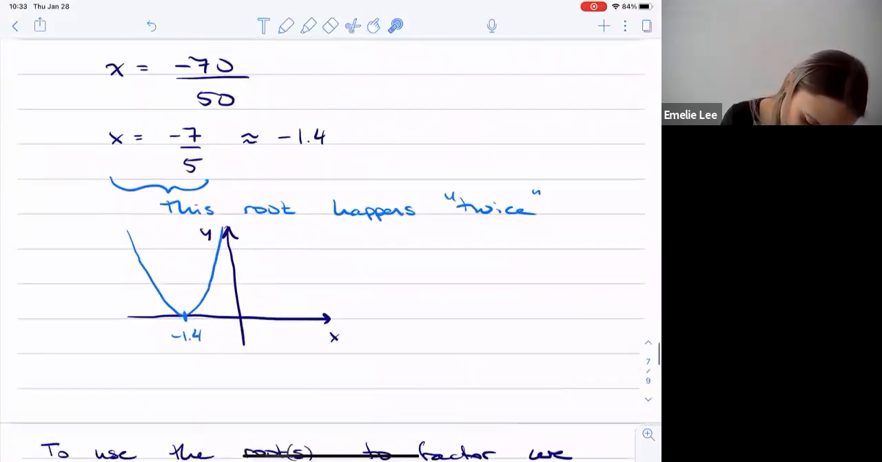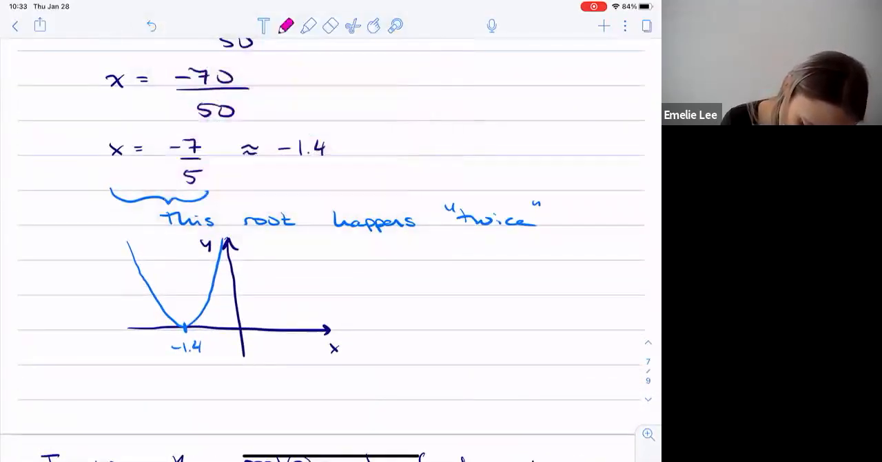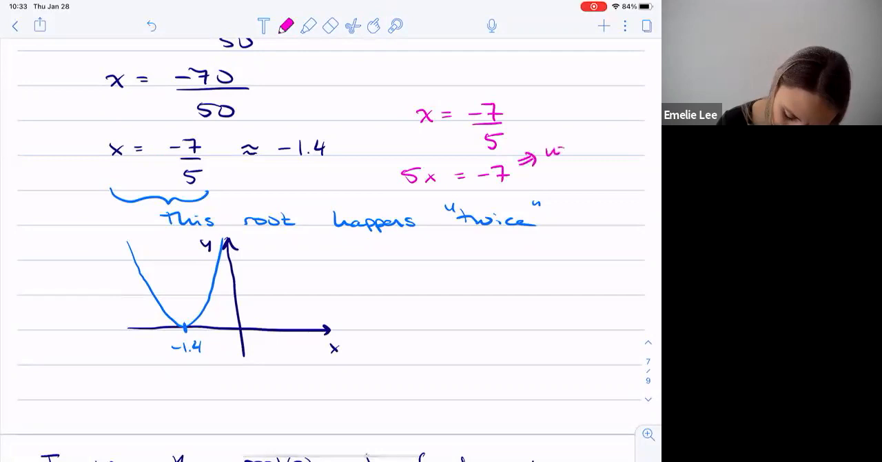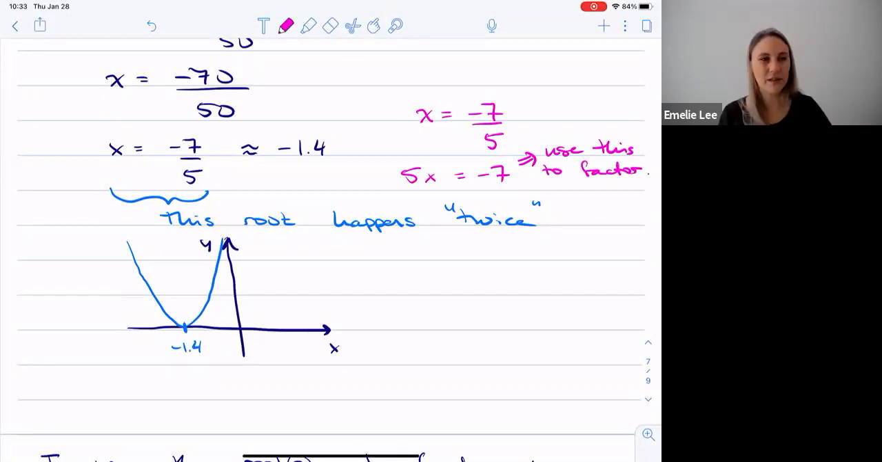Okay. So maybe I'll make a note up here. If you have x equals -7/5, then 5x equals -7. Use this to factor. So I just went back there and made a little note here of what I was saying because I realized I didn't write it down.